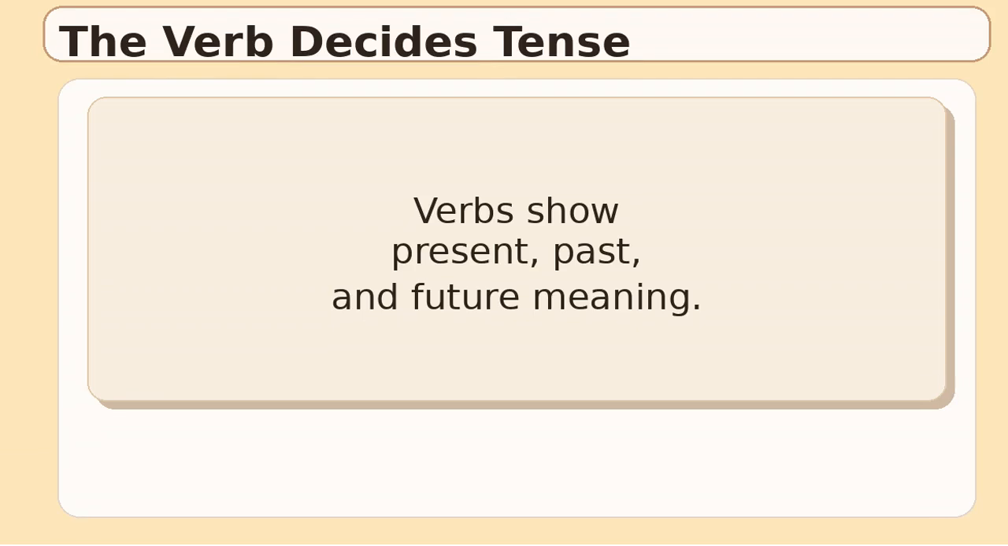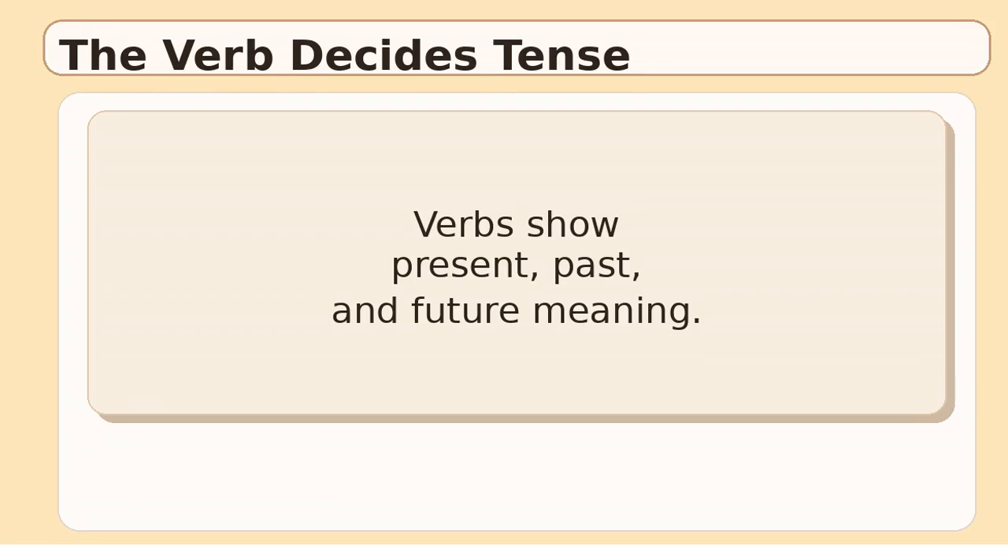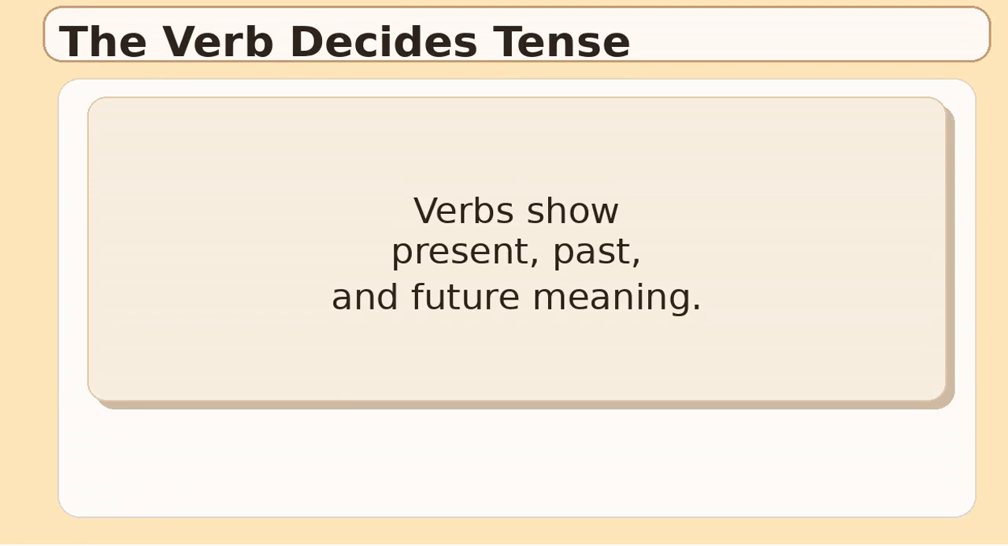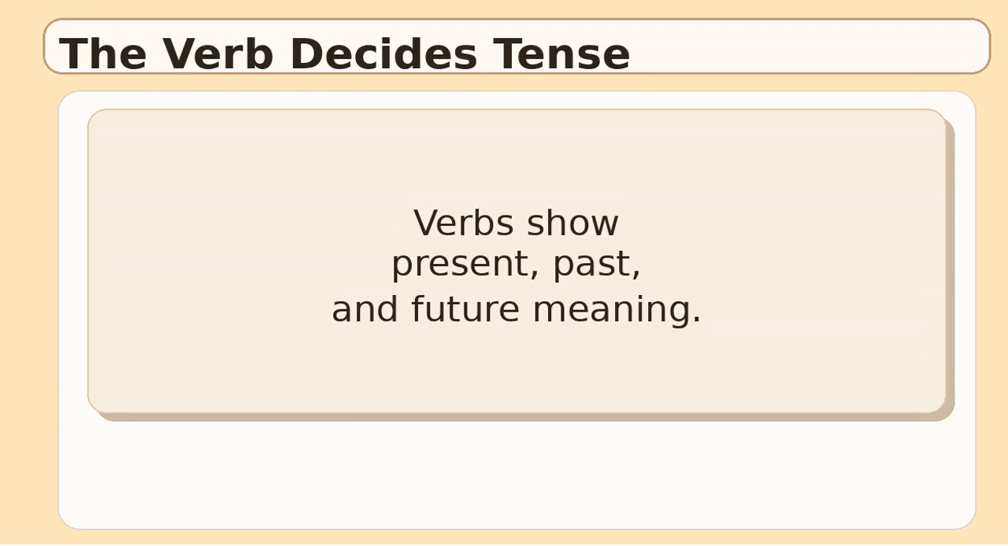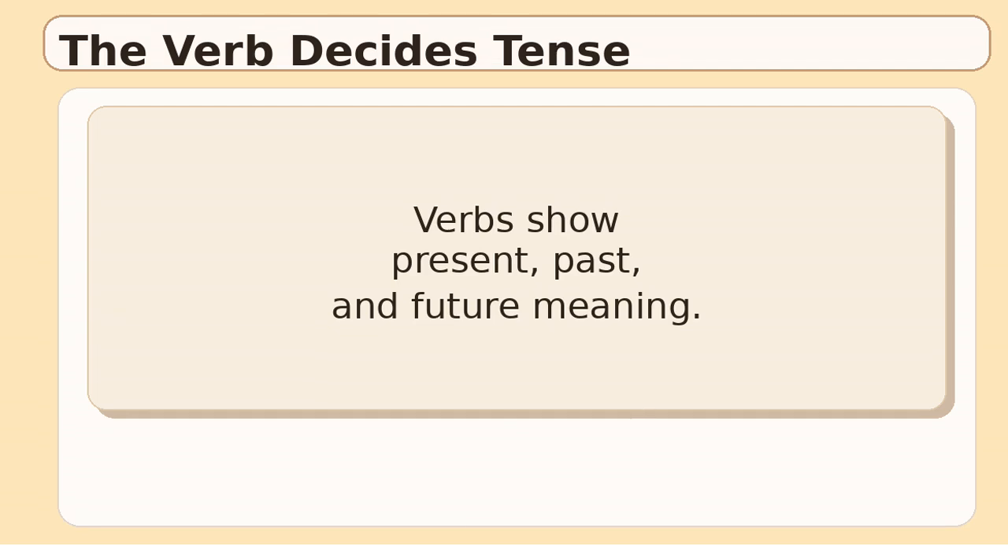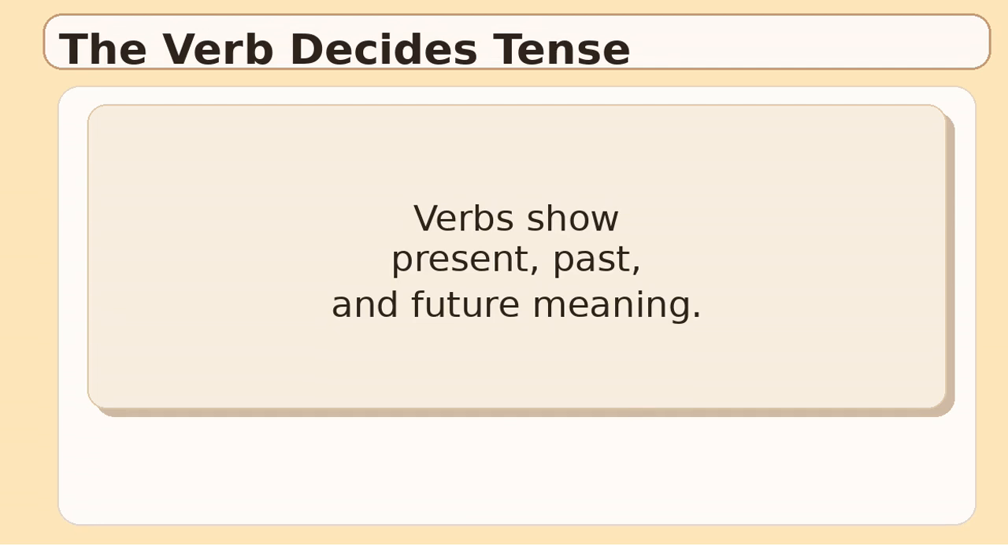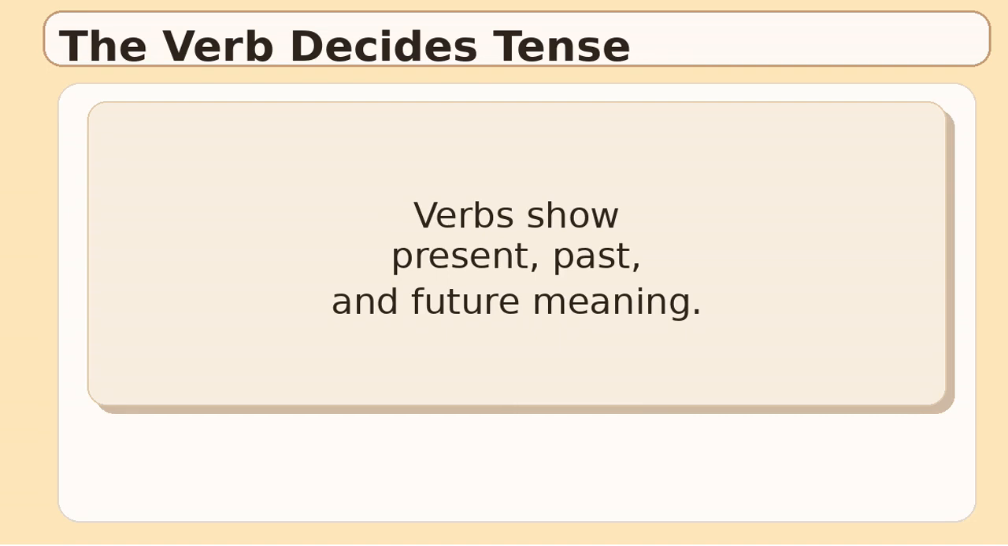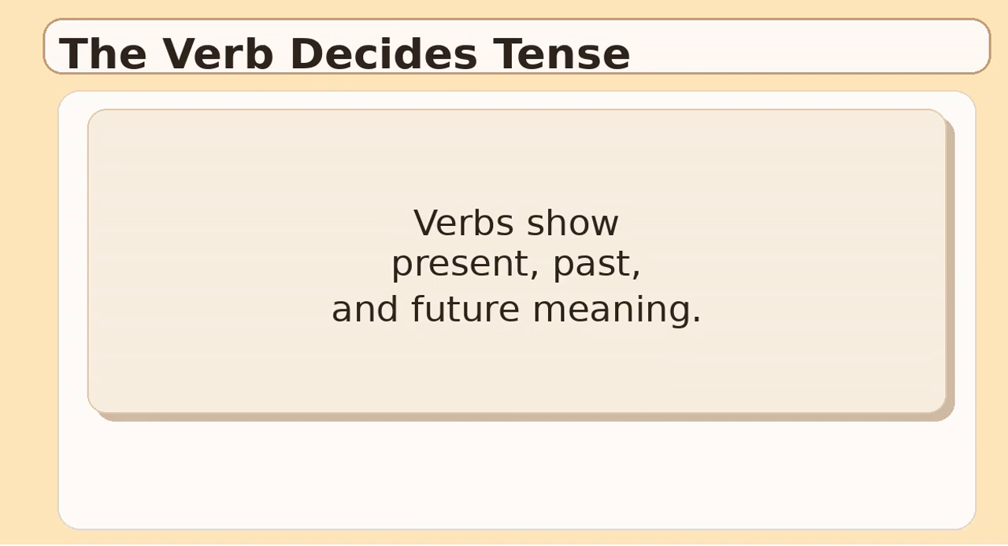One major job of the verb is to show time. That is why tense depends so heavily on verb form and helping verb structure. The key idea on the screen is that verbs help us express present meaning, past meaning, and future meaning. So when tense changes, the verb form usually changes with it.